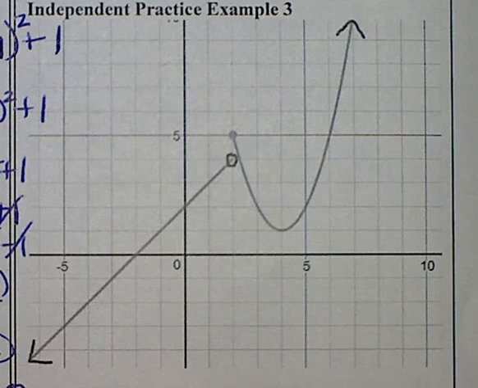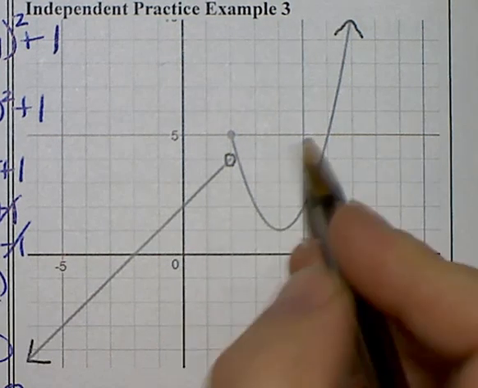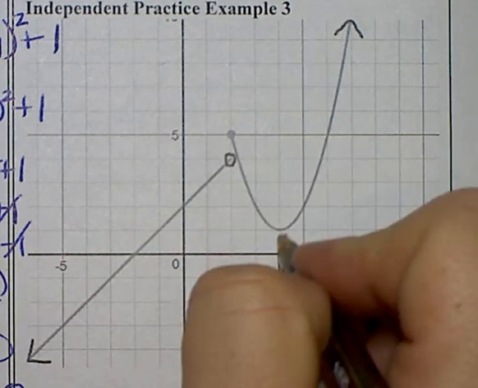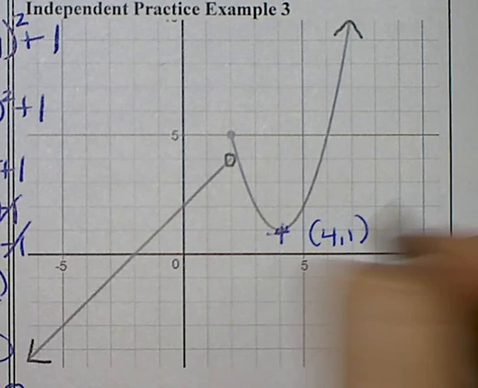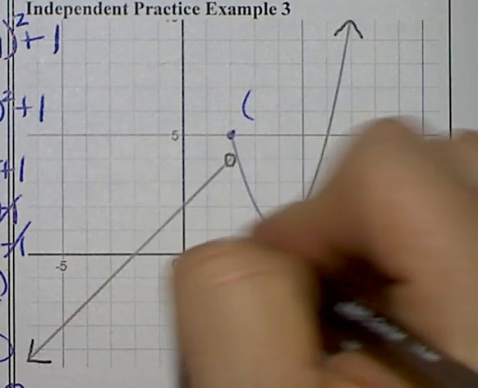I'm going to write the equation of this piecewise function. It's linear and then quadratic, so it doesn't matter which one you start with. I'm going to do this one just because it's a little more work. Here's my vertex at (4, 1). And here's one good point at (2, 5).